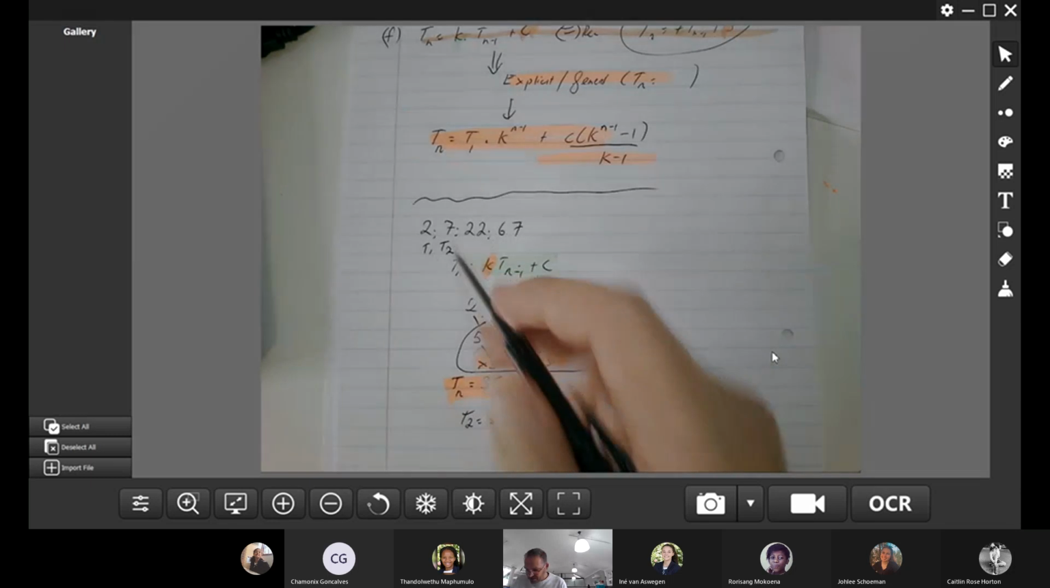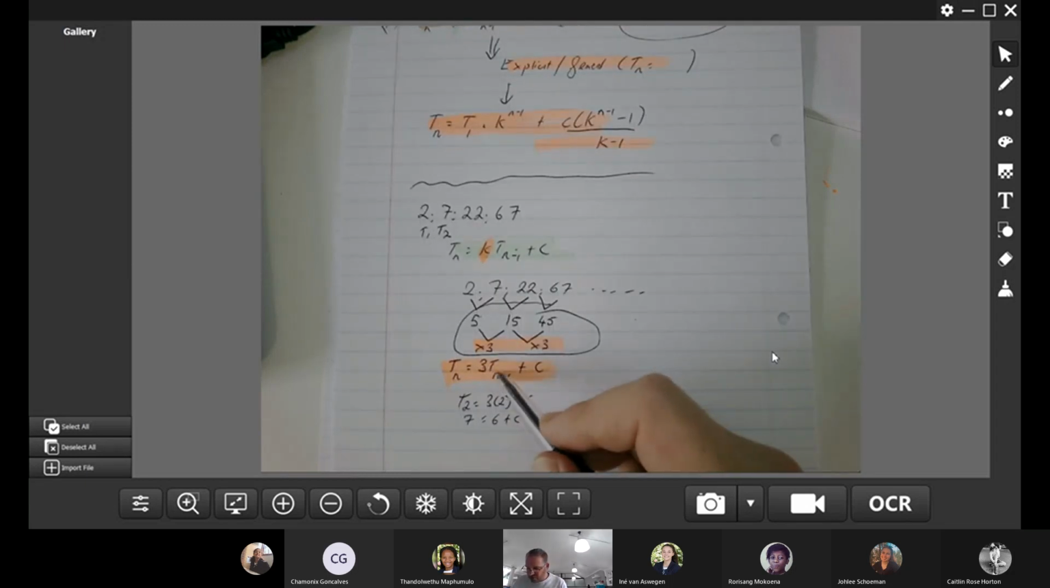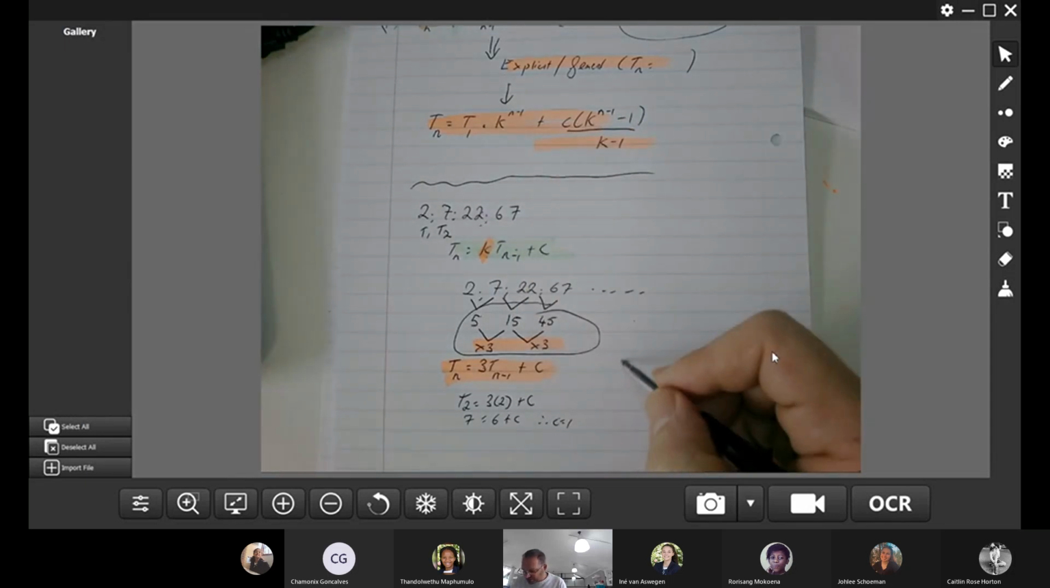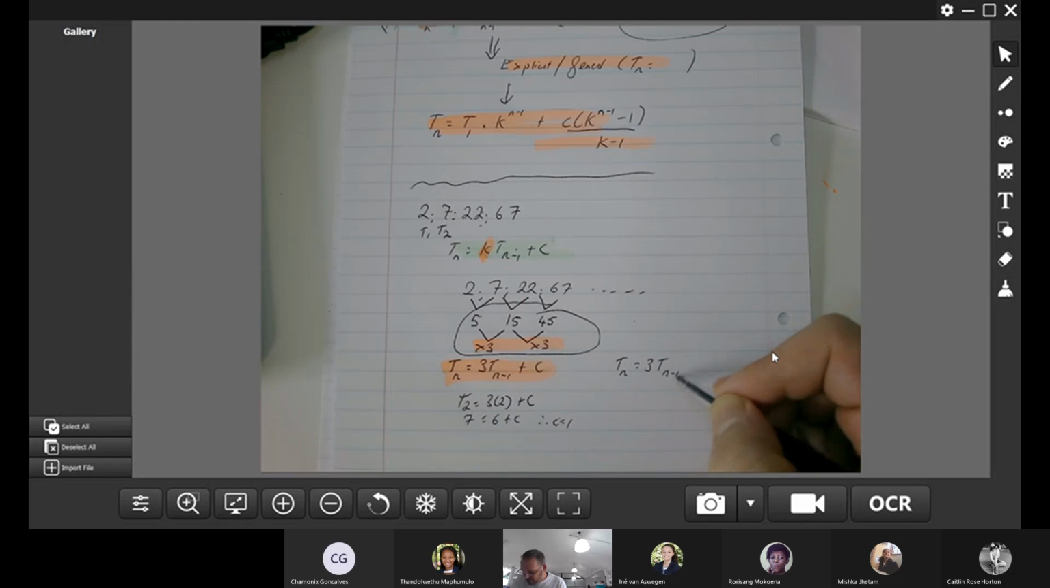But you can see that term 2 is 7, which is equal to 6 plus c, so c must be equal to 1. But you don't have to show any of that, you can just do it in your head. So you can go 3 times 2 is 6, what do I have to do to get to 7? Add 1. 7 times 3 is 21, what do I have to do? Add 1. So there you get your answer. Term n is equal to 3 t(n minus 1) plus 1.